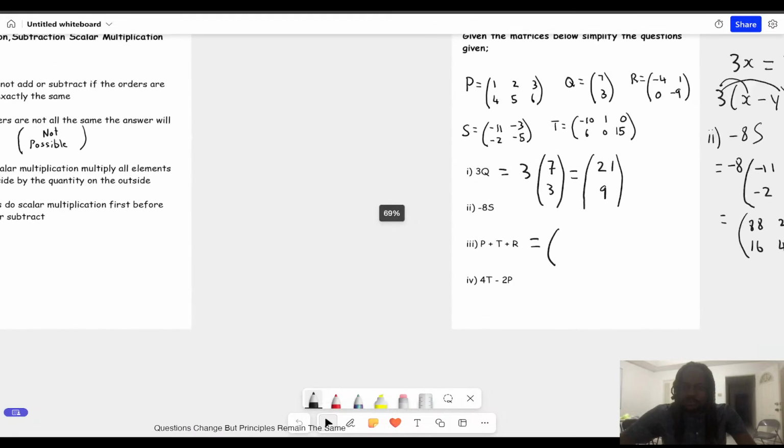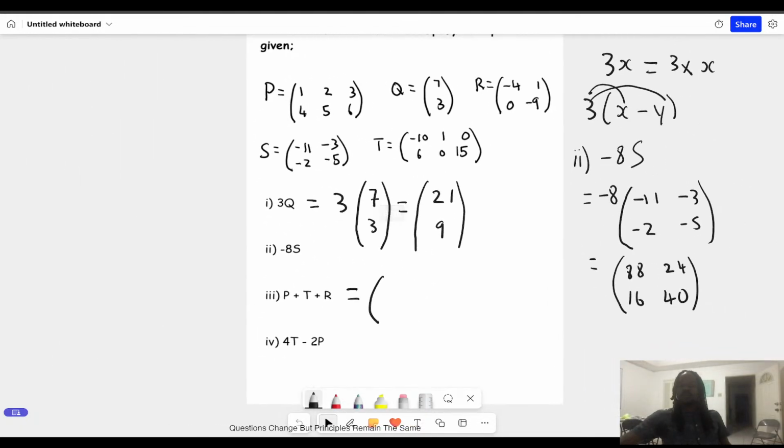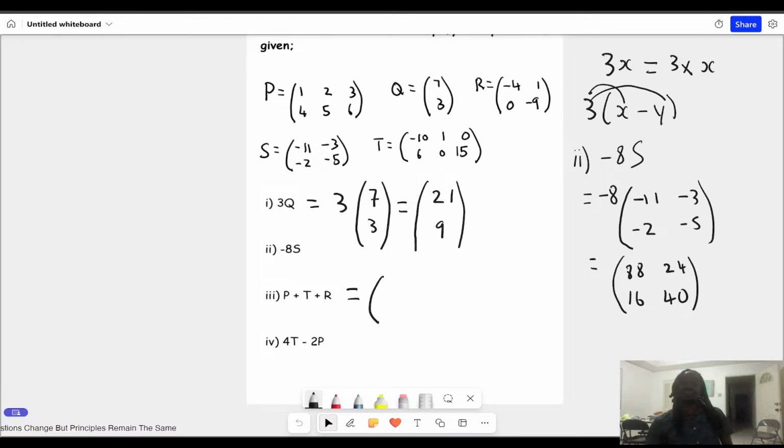What do we realize about P, T, and R? What do we notice? P and T have the exact same order, but R has a different order. And what does that mean? So it's not possible. Therefore, addition or subtraction is not possible. And people, this is all you are going to write. There is nothing else that you need to write except for this.